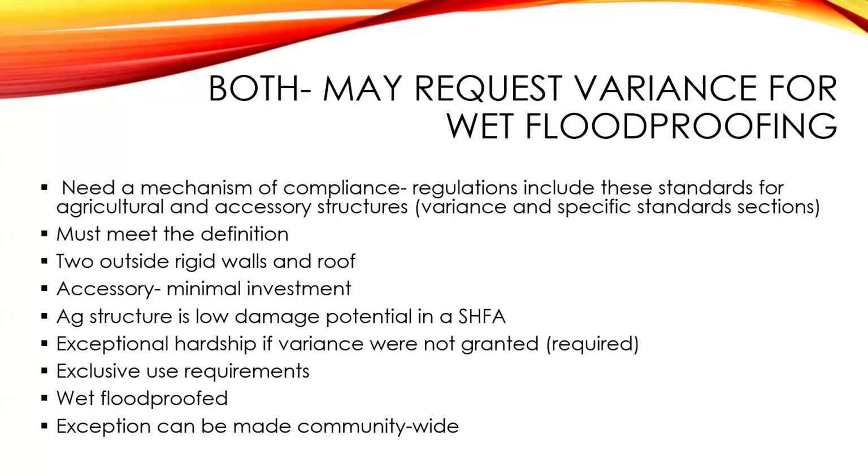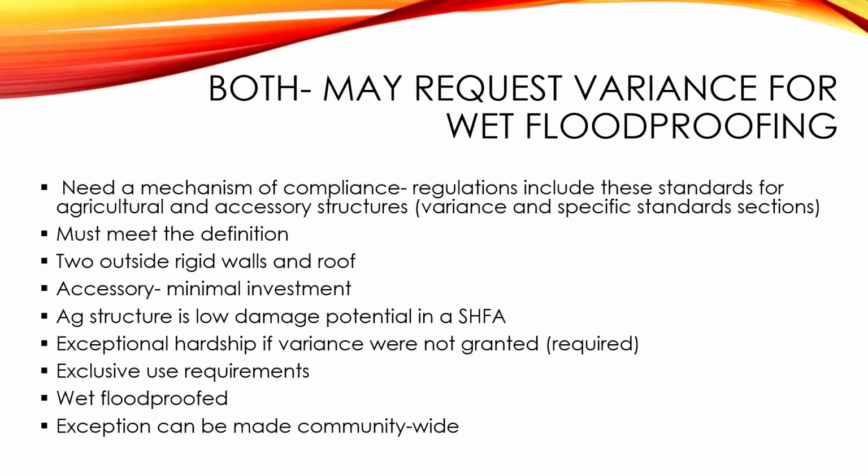So some communities do require a variance for accessory structures as well. You can find that language in our recommended higher standards section of the model ordinances, so that would be towards the end of that document. But we need some kind of mechanism of compliance, which is why we have these regulations that include standards for these types of structures. They have to meet the definitions that I explained.